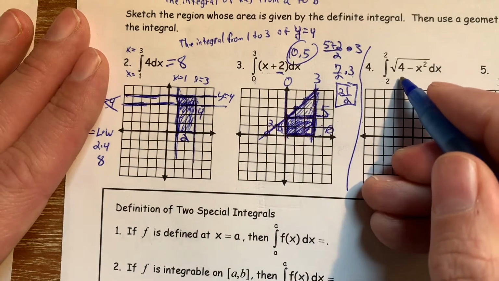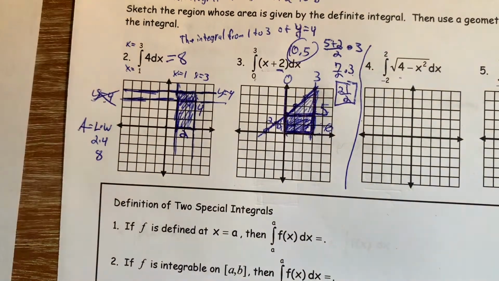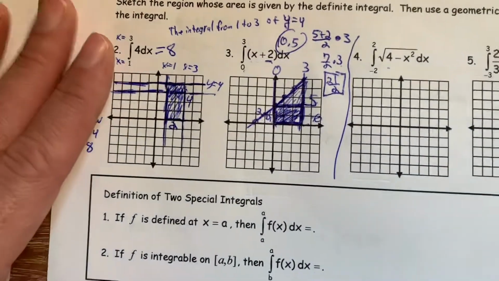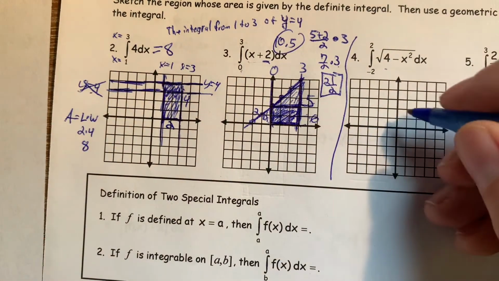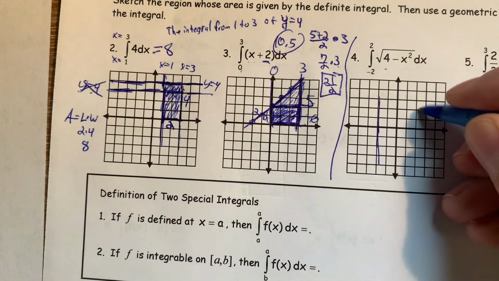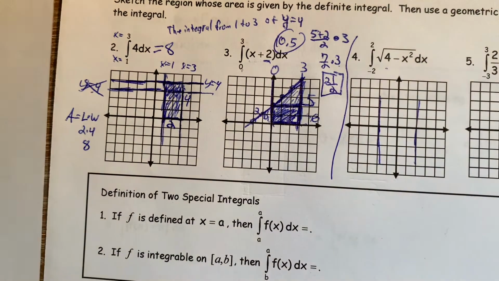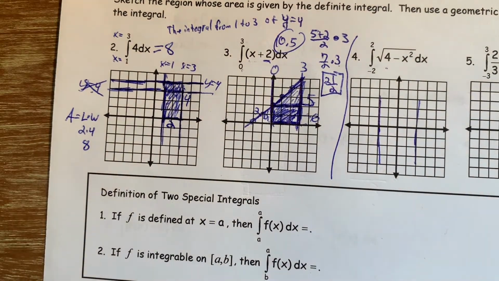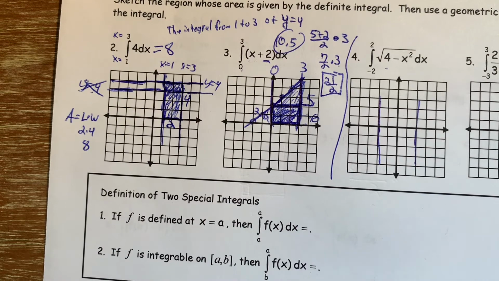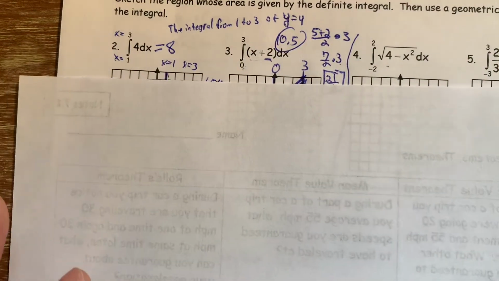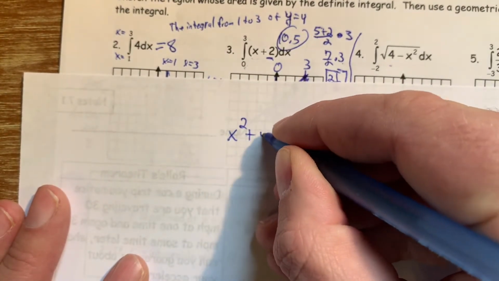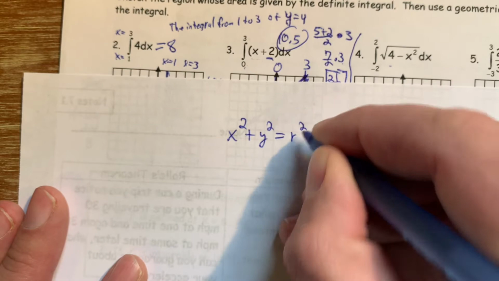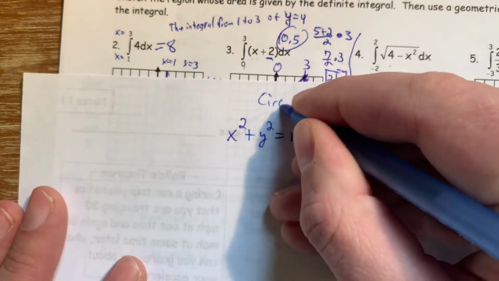Okay. This might look a little bit harder if you don't recognize it. This is saying find the area between x equals -2 and 2 of this function. Well, what is this function? Hopefully we recognize it from Algebra 2 and pre-calculus, but maybe we don't. Remember in Algebra 2 we learned about x squared plus y squared equals r squared. This is the equation of a circle.